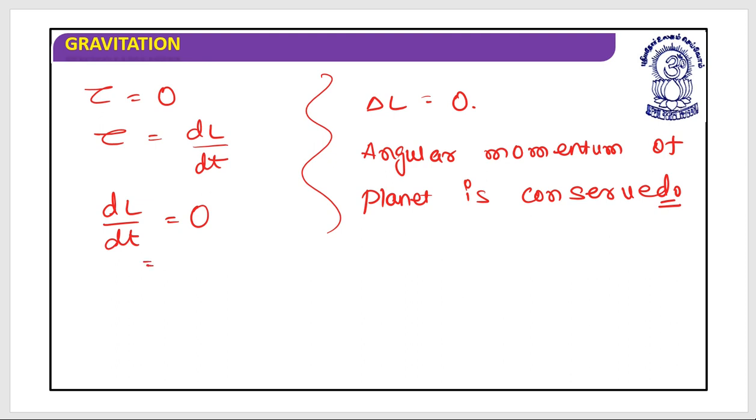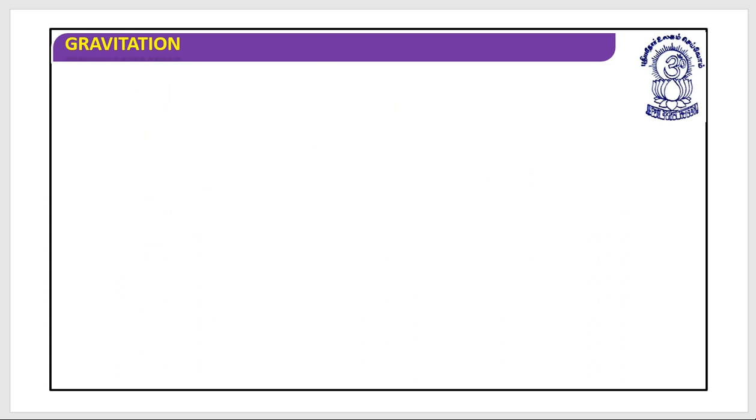This is the second proof of how I can conserve the angular momentum during planetary motion. Is it clear? Do you understand this? Are you sure? Can this be done? Great. One more question. Let's have a look.